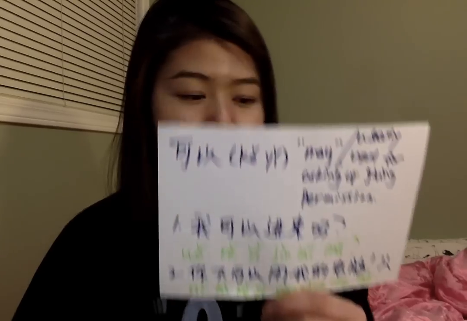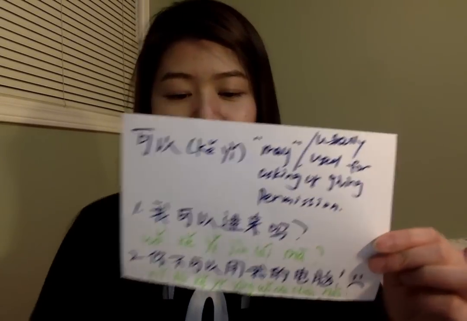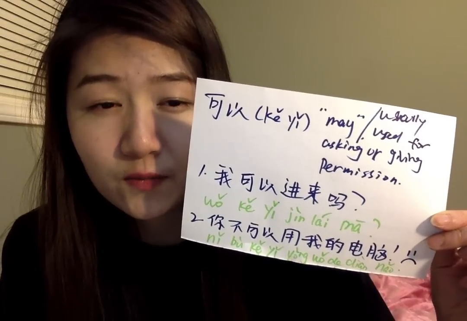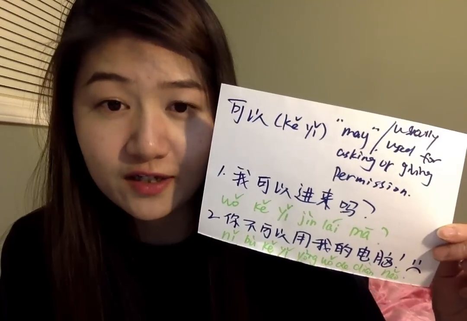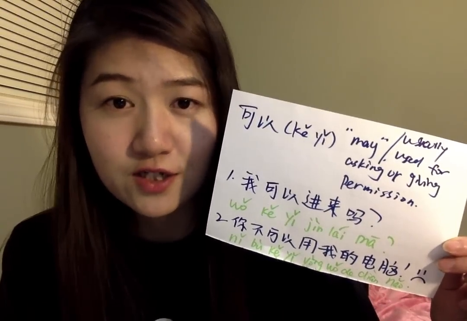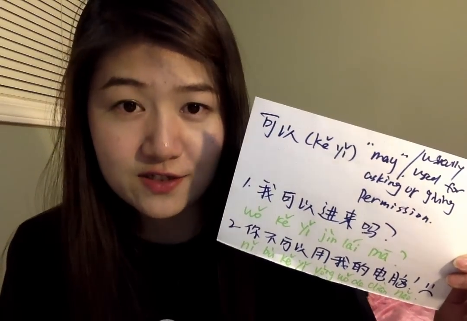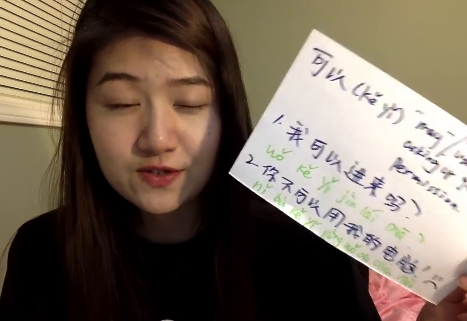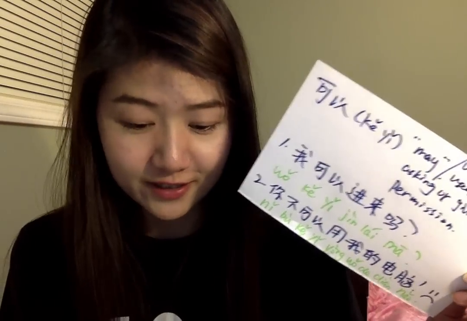And then the second sentence is, 你不可以用我的电脑. 你不可以用我的电脑. So you can't use my computer. You can't use my computer. Okay, make sense? So this is the usage of 可以. I think it's pretty clear about the difference between these three words. If you still have any questions, just let me know. I will help you guys cope with that.